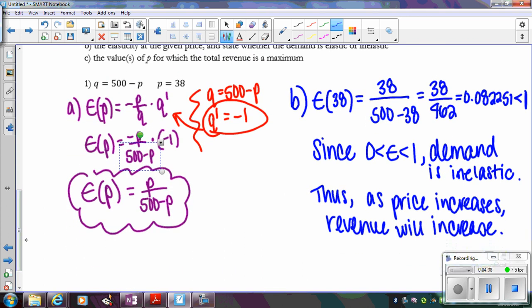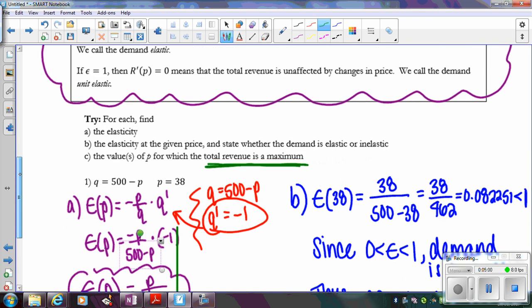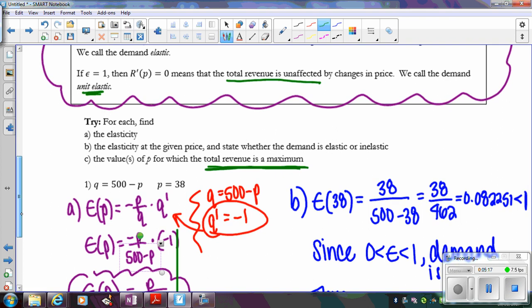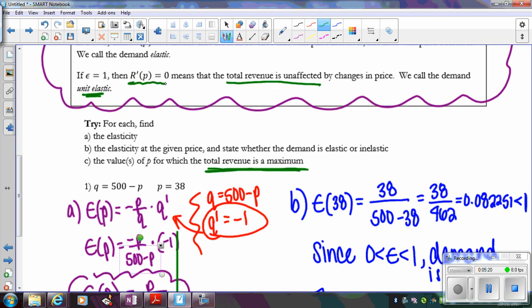Then for part C, whenever you're trying to find a maximum, there's two ways to find when the revenue is a maximum. You could actually find the revenue formula, take the derivative of it, set it equal to 0, get your critical values. But the shortcut is to set epsilon equal to 1. Whenever epsilon equals 1, this is called unit elastic, and this means that our revenue is being maximized. It's unaffected, so it's going to be maximized at that point. And if you look, it's when the derivative of the revenue function equals 0.